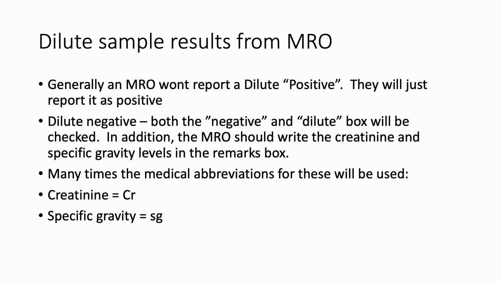The medical review officer will report a dilute specimen by checking the dilute box on the MRO report form, along with checking either the positive or the negative result. Many times, though, when the drug screen is positive, they may not check the dilute box as well. However, when the test is dilute negative, they will check both the dilute and the negative box, and they should write the creatinine and specific gravity results in the remarks section. Sometimes the medical review officer will use the medical abbreviations for these. CR equals creatinine, specific gravity is SG or SPGR.